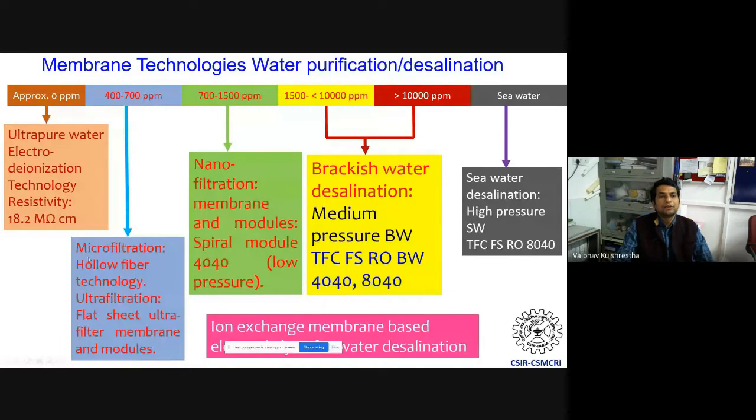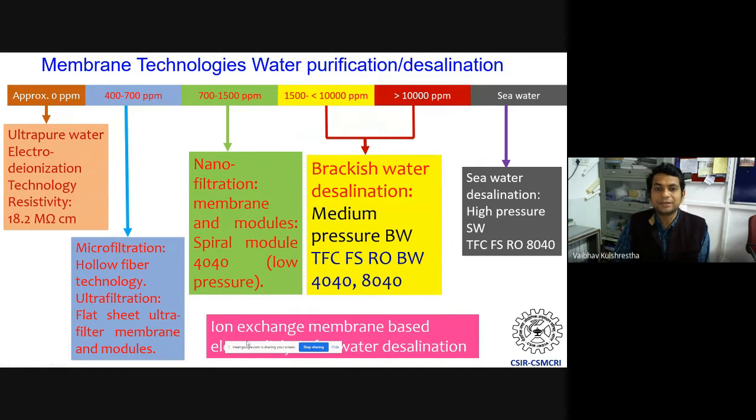Another is the microfiltration membrane, where we use hollow fiber technology or ultrafiltration type membranes. This is the municipal water we get from our tap, so here we can use a microfiltration type of system. Another is ultrapure water, which is used for specific applications to get deionized water. It is high resistance water, where the resistivity is 18.2 megaohm. For this we use an electrodeionization system.